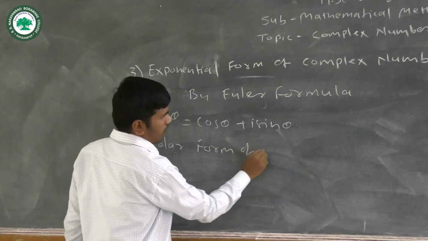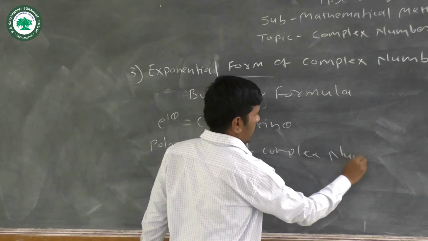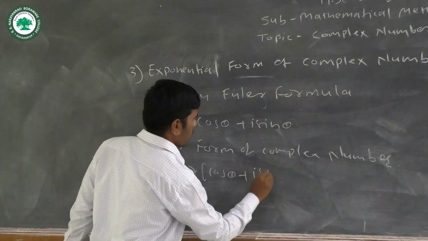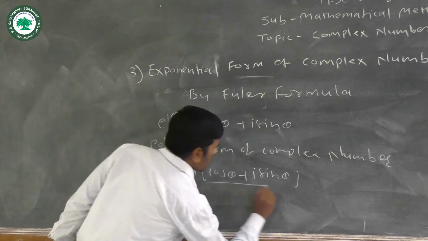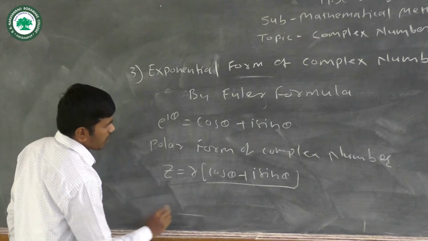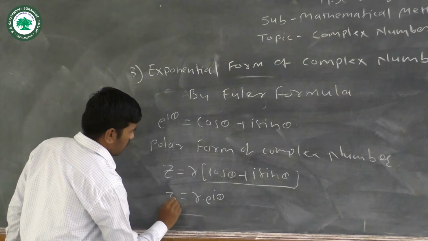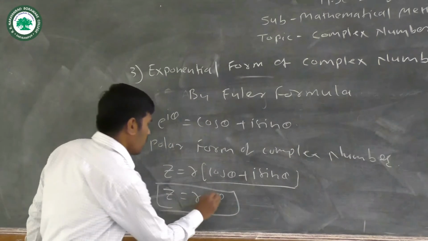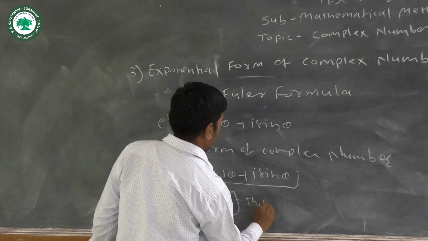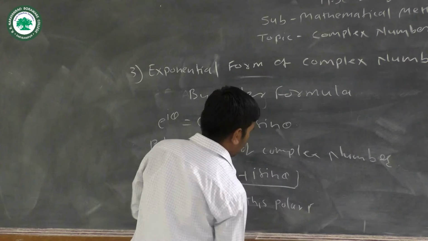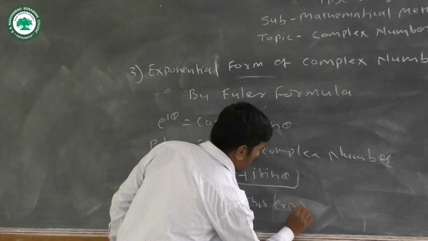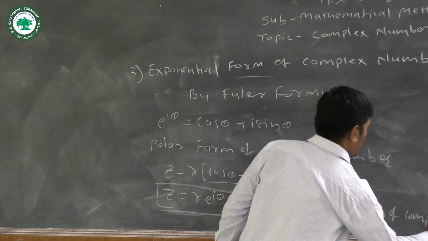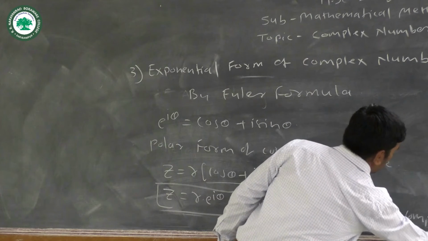Polar form of complex number: z is equal to r into cos theta plus i sin theta. These terms we can replace with e raised to i theta, so that is z equal to r into e raised to i theta. So this is the exponential form of the complex number.